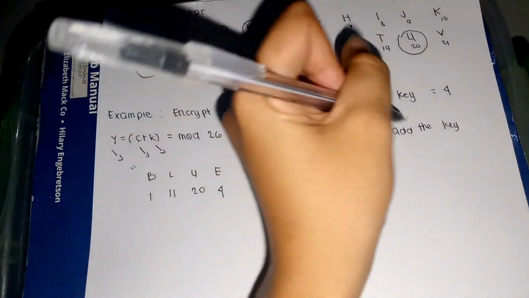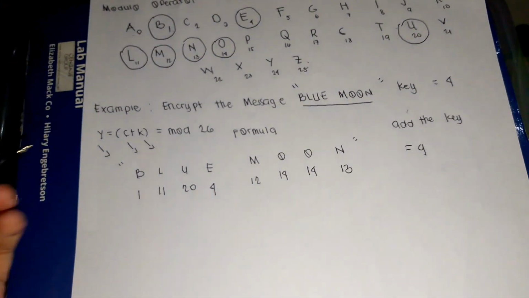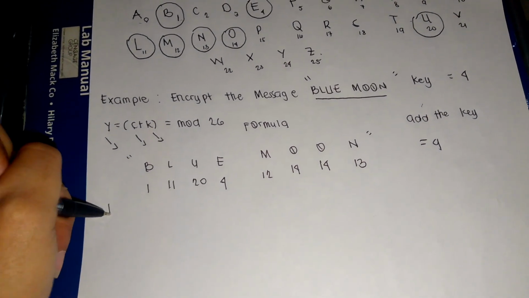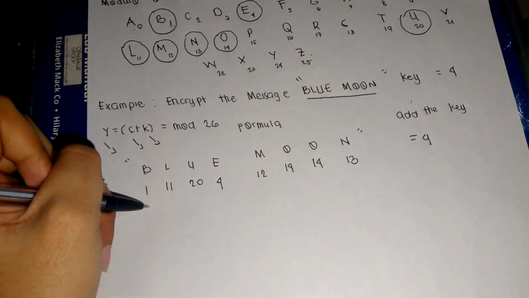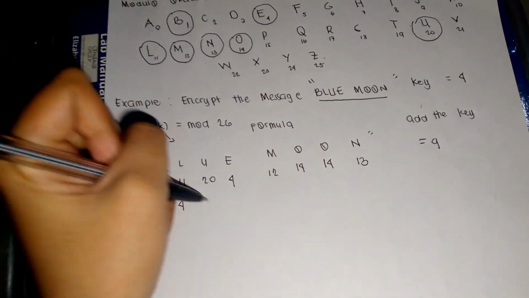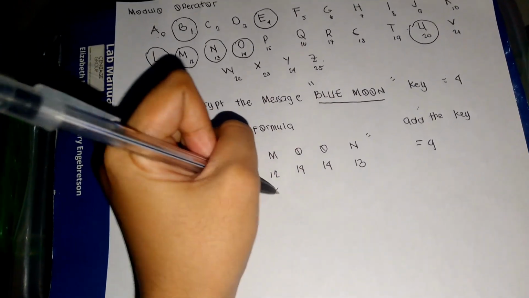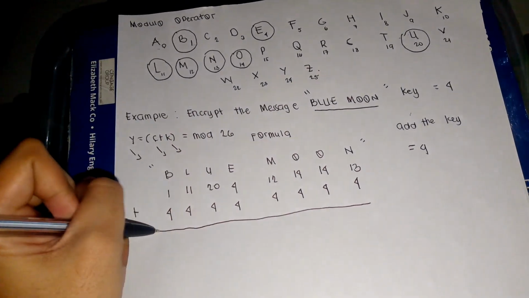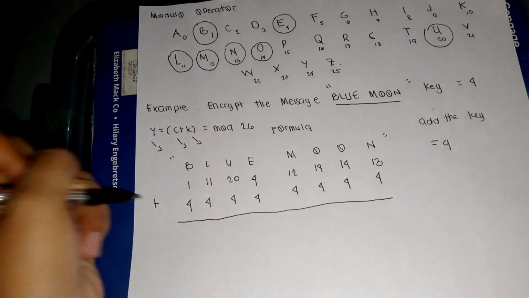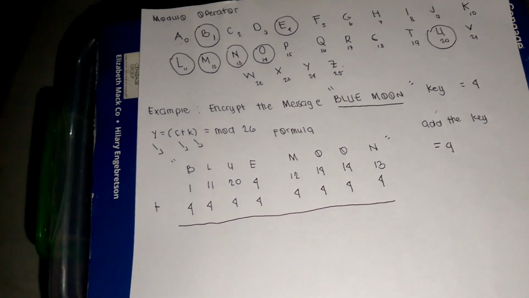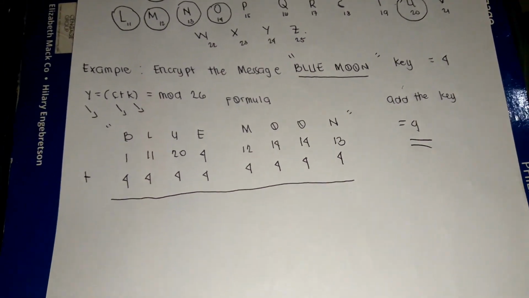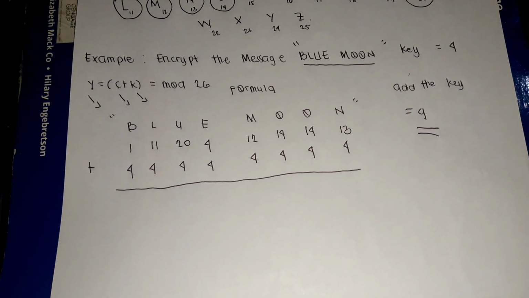The key is equal to 4, meaning that for the corresponding number of each letter, we have to add our key, which is 4. So 4, 4, 4, 4, 4, 4, 4, 4. Just like this one, we are going to add these numbers to our key, which is 4. Did you get the point? Okay, now we already added this one.